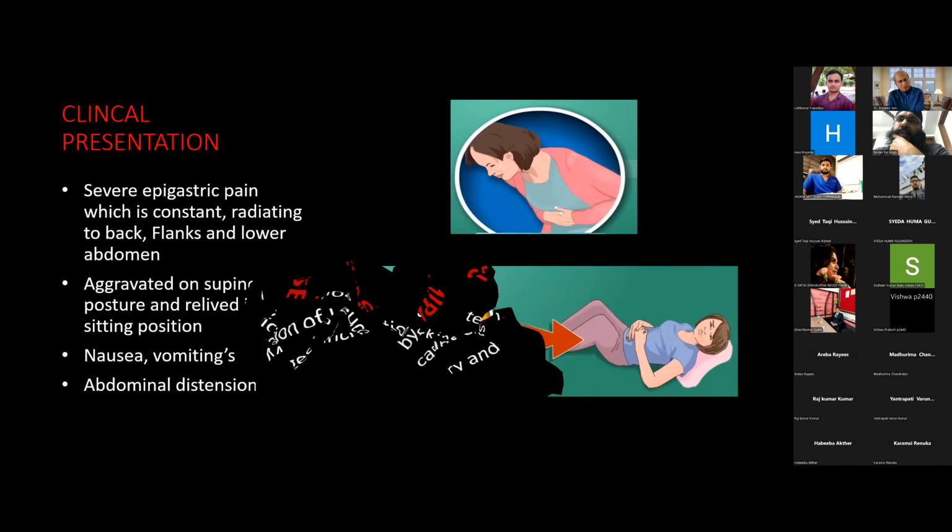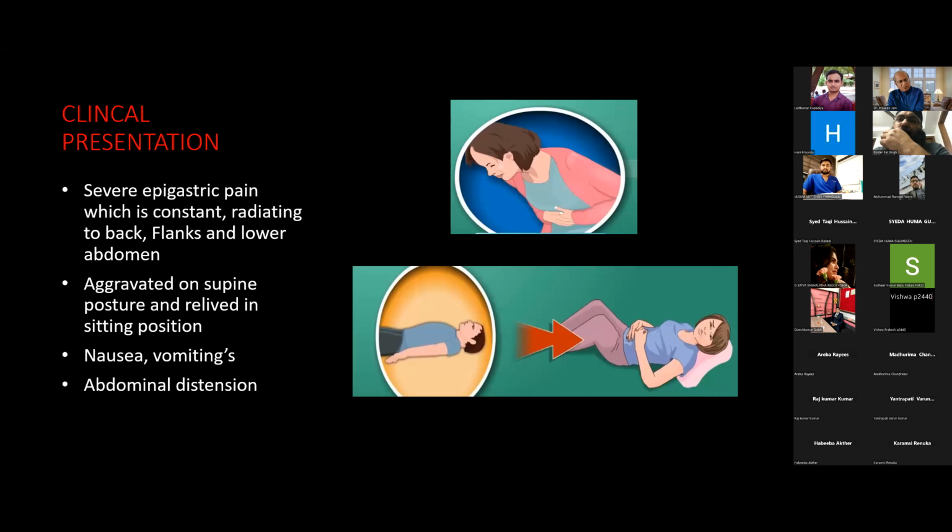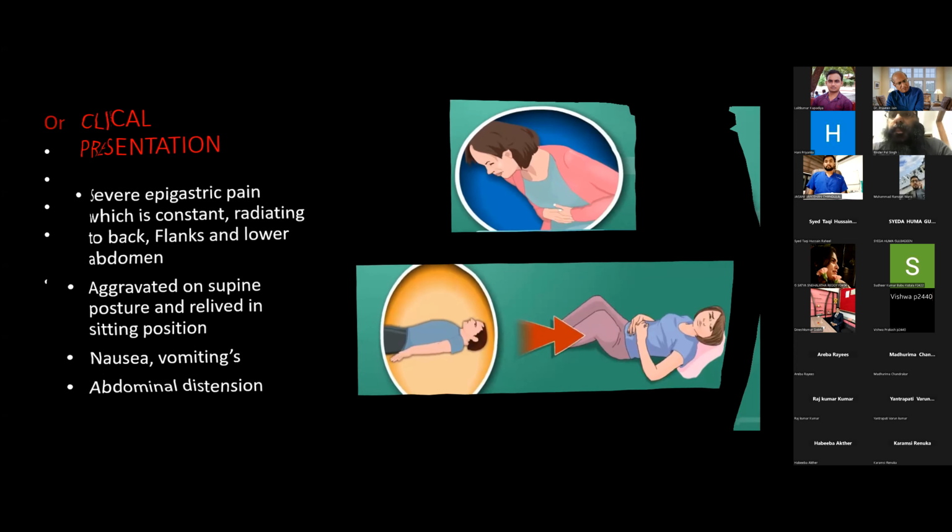So now a patient presents to us in the emergency department. Most patients with acute pancreatitis present with sudden onset, severe abdominal pain in the epigastric region, which is constant, radiating to the back, lower abdomen and flanks, which gets aggravated in the supine posture and relieved on leaning forward, which is known as the tripod position, and is associated with nausea, vomiting, and abdominal distension.